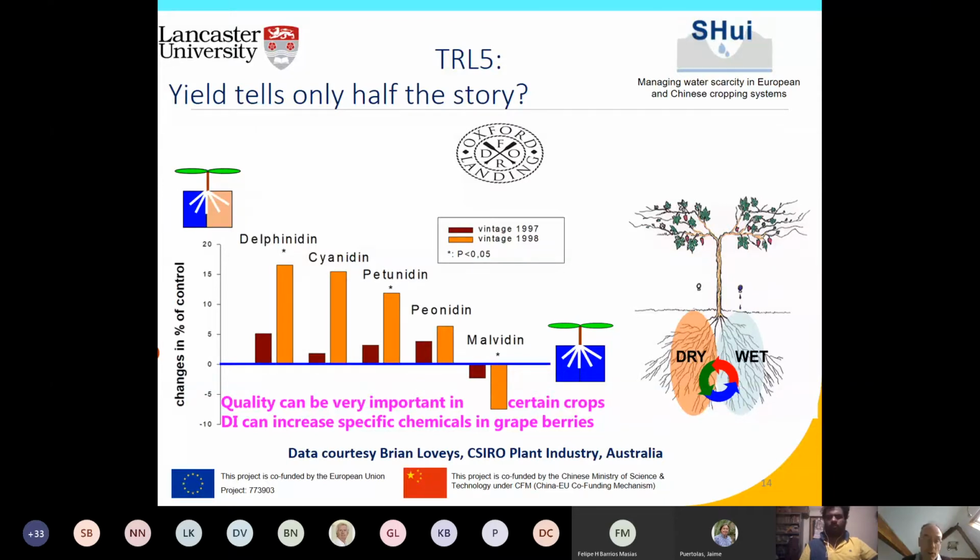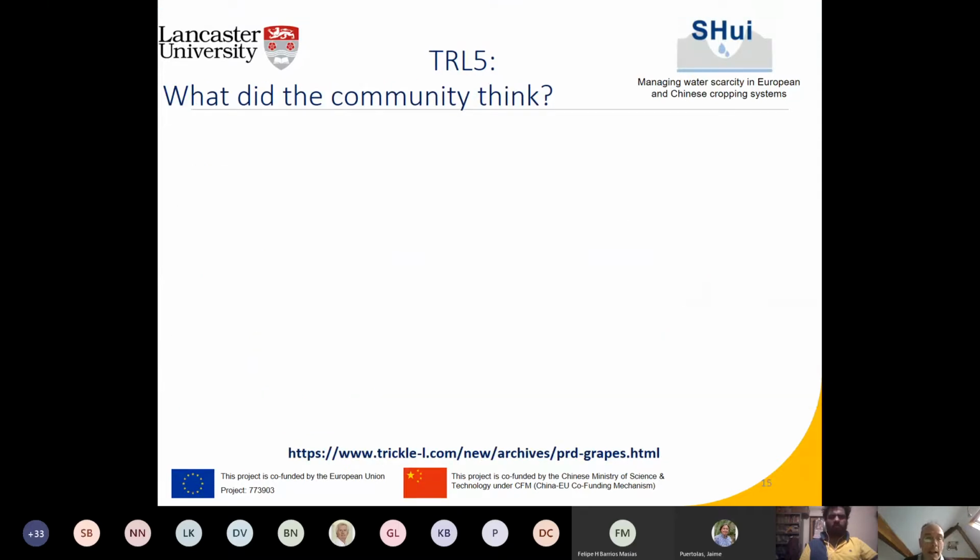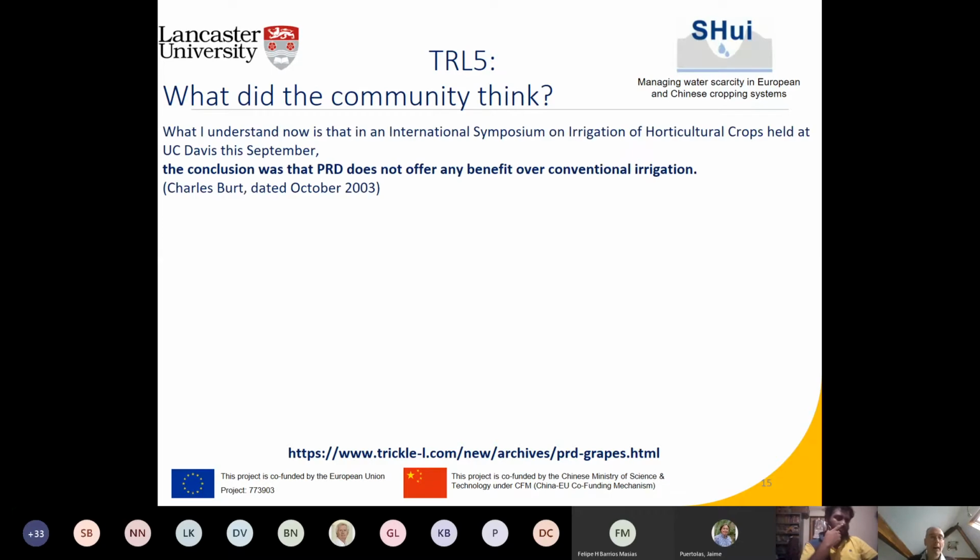So as I mentioned, there was quite some discussion of this partial root zone drying technique at an irrigation symposium. And I've posed the question, well, what did the irrigation science community think? And the reality was, well, there was a healthy degree of skepticism. In fact, you might even say outright skepticism and possibly even condemnation. And certainly there was a post on this website that at this symposium on the irrigation of horticultural crops, the conclusion was that PRD does not offer any benefit over conventional irrigation.